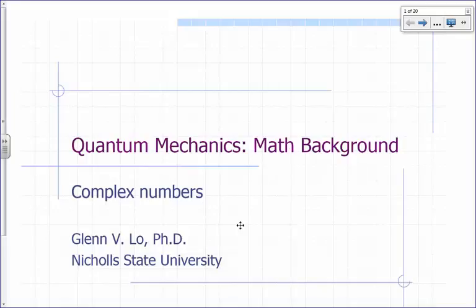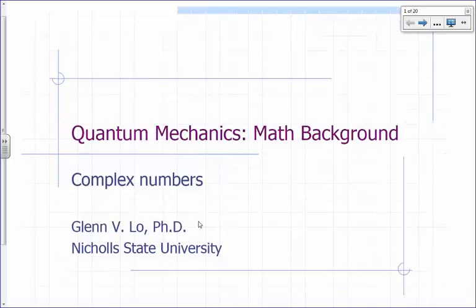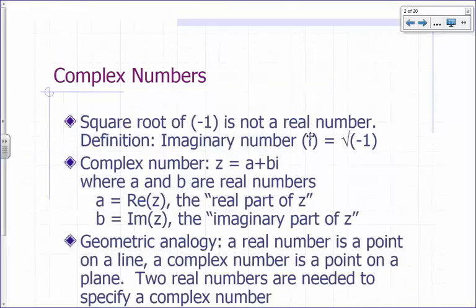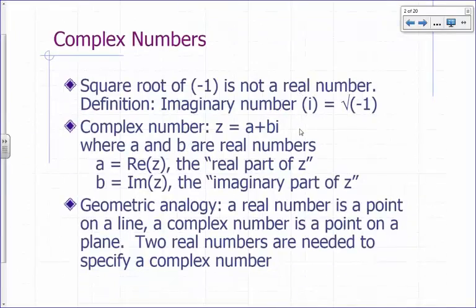Before we move on to the postulates of quantum mechanics, let's do a little math review. So we're going to talk about complex numbers because that's something you're going to see a lot in quantum mechanics. So what's the square root of -1? What number do you multiply by itself to get -1?